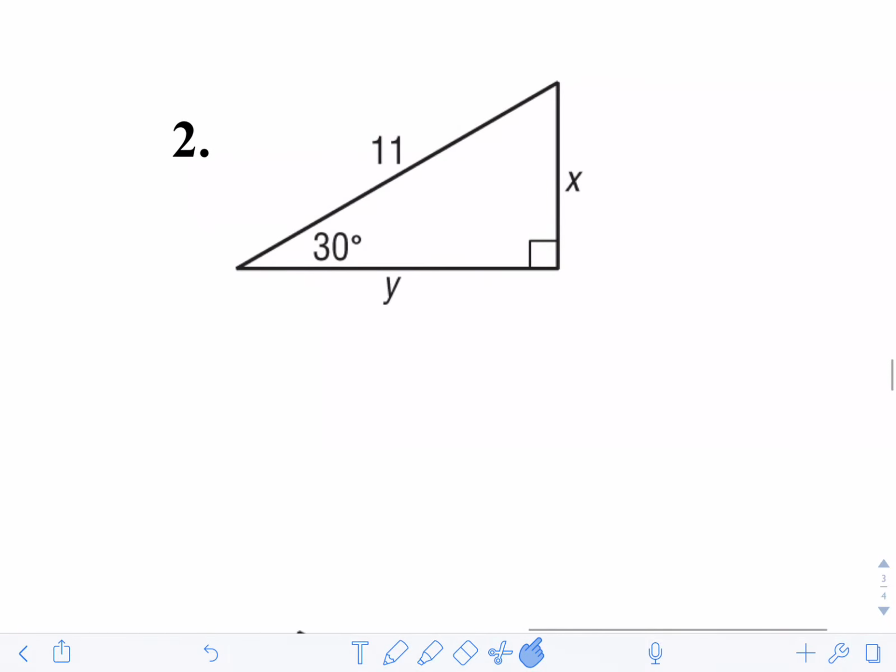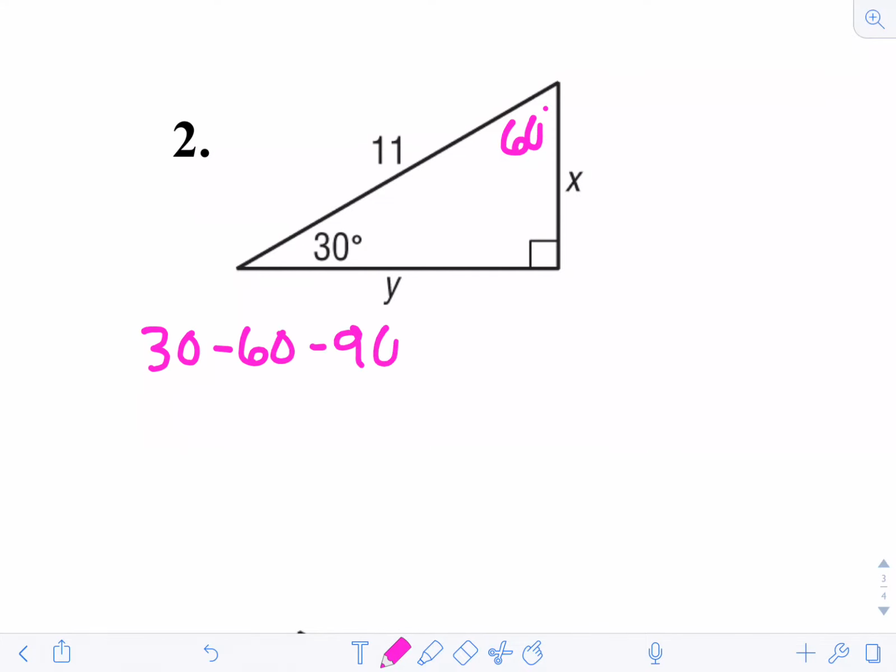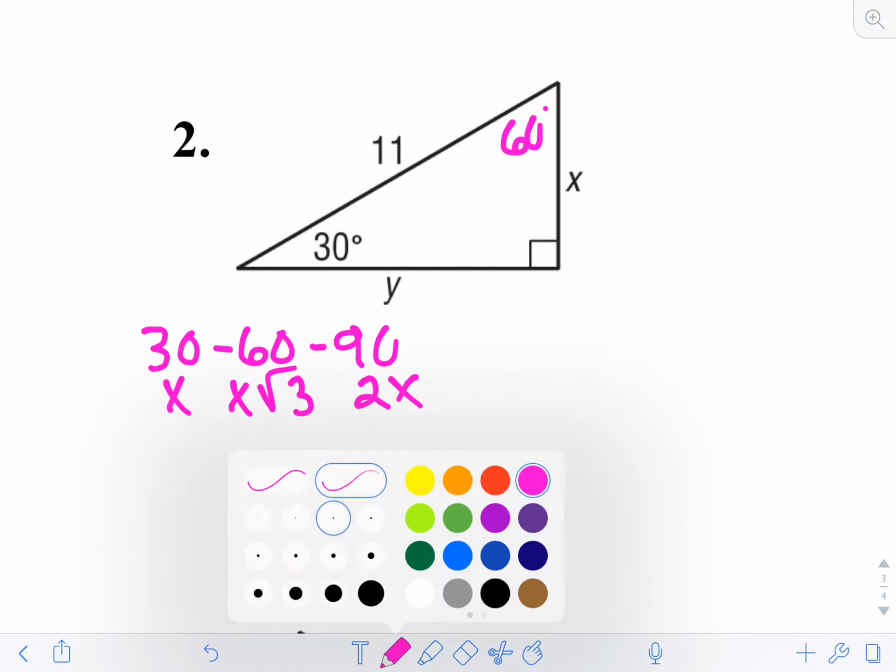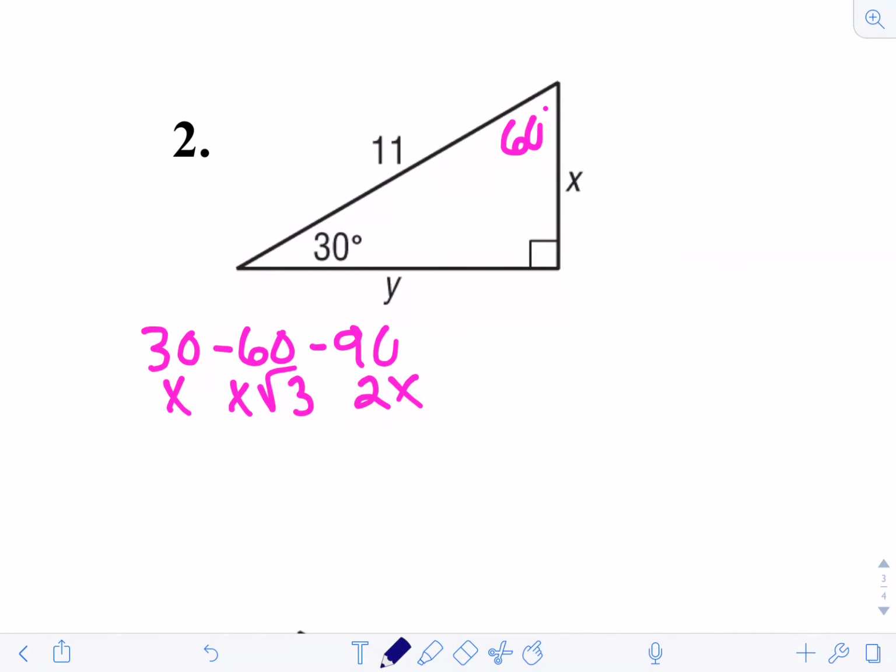All right. Number 2, again, first thing you need to do is fill in your 30-60-90 triangle and write down 30, 60, 90, x, x square root of 3, and 2x. Next thing you need to do is write down what you know. So looking at this picture, I know across the 90 is 11. So across the 90 is 11.